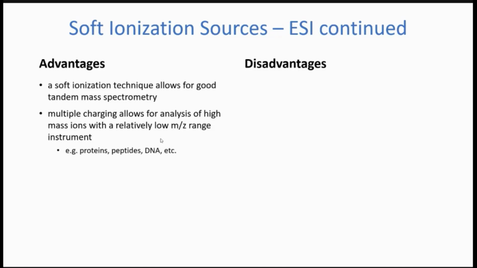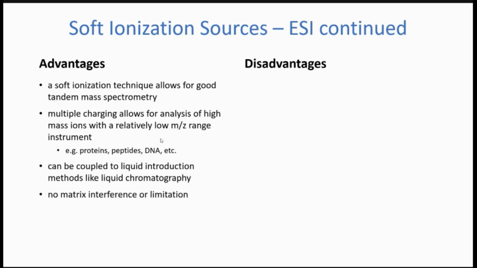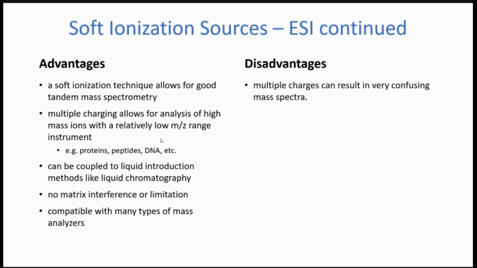At least you can't do it as well or reliably. As well, multiple charging allows for, as I just described, the ability to look at really large masses because the mass to charge ratio will cause an apparent reduction in mass for the filter to work with. You can couple this to liquid introduction methods like liquid chromatography, which also happens to be a really good technique for separating out biomolecules like oligonucleotides and proteins. And because of the way the sample solvent is vaporized, there is very little matrix interference or limitation on this method. So it's compatible with many types of mass analyzers and many different types of samples.